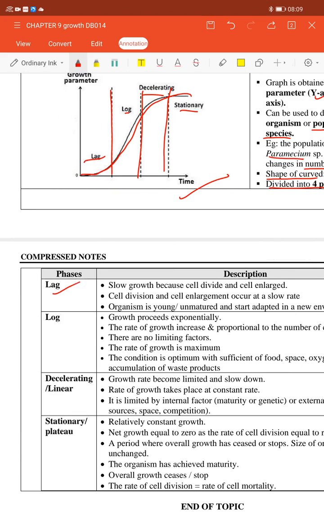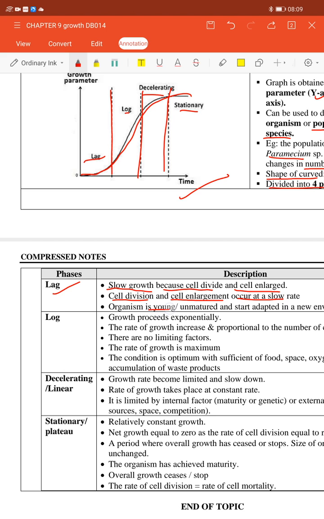So lag is basically maksudnya lambat. Okay, dalam bahasa Melayu dia lambat lah. So it's a slow growth because cells divide and cells enlarge. Masa time ini cell akan banyak-banyak kali divide by mitosis dan membesar, menambahkan dia punya organelles. Specifically dia akan tambahkan banyak mitochondria. Okay, so cell division and cell enlargement occur at a slow rate.